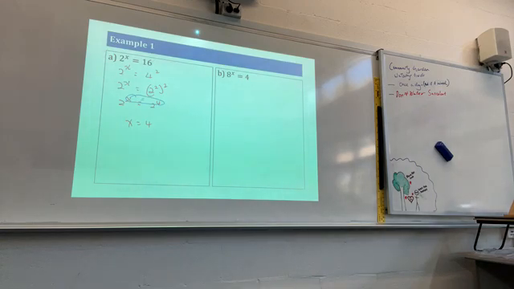So the next one, 8 to the power of x equals 4. How are we going to do it? Bring everything to a power of 2. So you've got 2 to the power of 3x equals 2 to the power of 2. So 3x equals 2. x therefore equals 2 over 3. Pretty straightforward, right? Now, let's try this one.